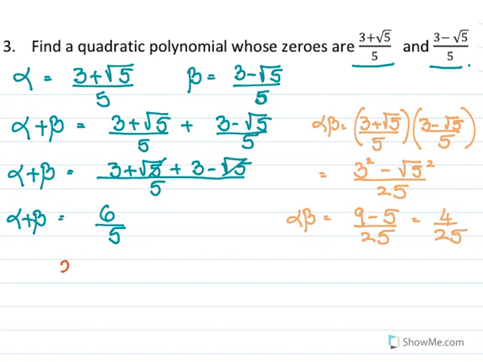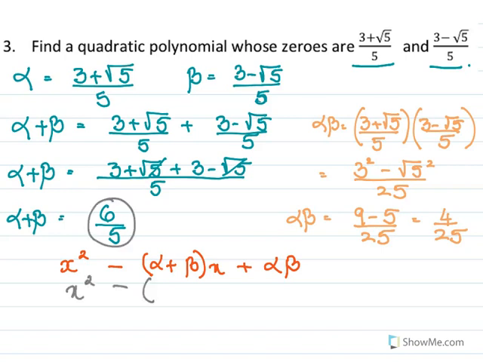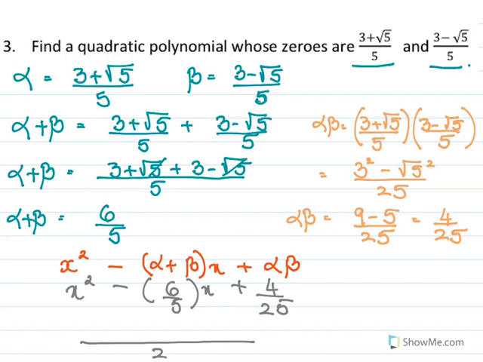Now for our formula, the quadratic is x square minus sum of roots plus product of roots. Now let's put our values. So here we have, that will be x square minus sum of roots, we see is 6 by 5. Product of roots is 4 by 25. So we have here 6 by 5 x plus 4 over 25. This is our quadratic.